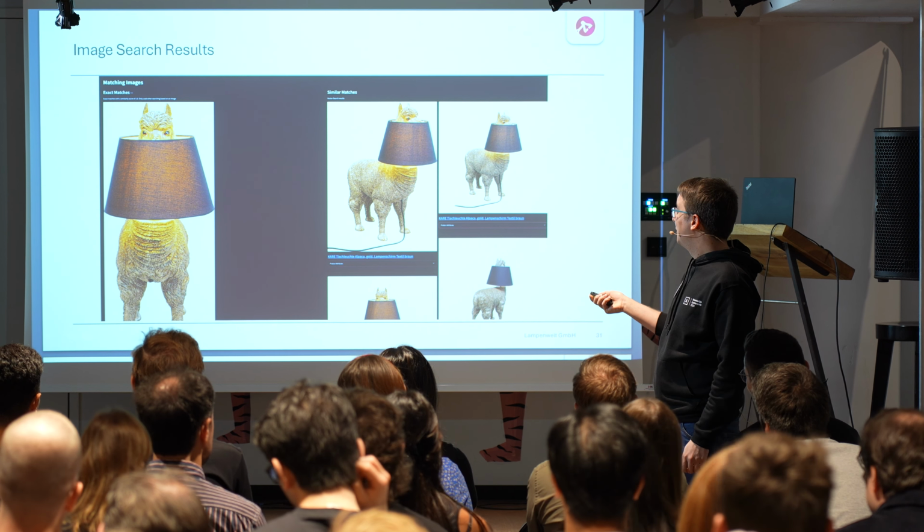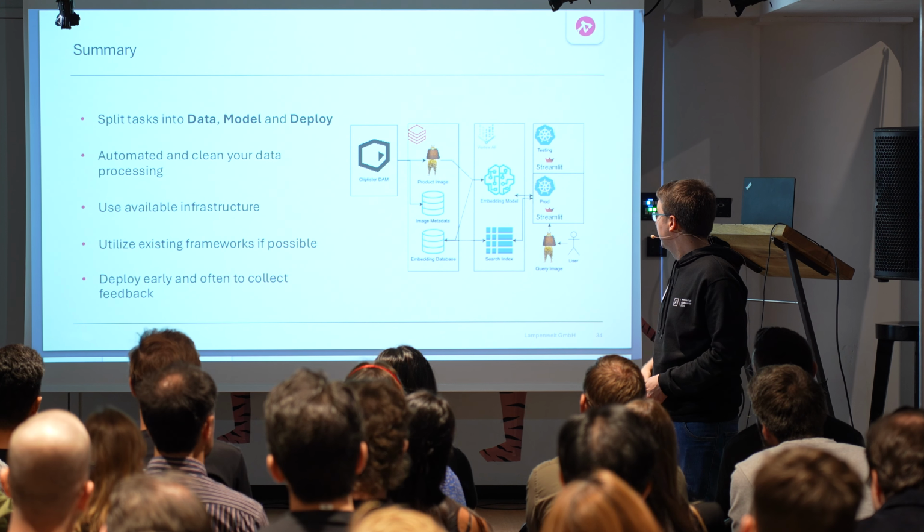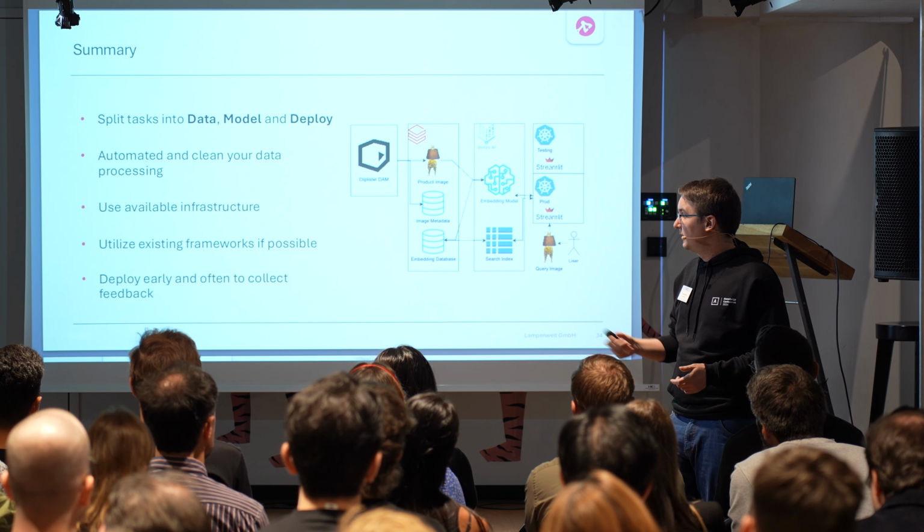But you can also do the same with text search. In this case, I'm searching for a black desk lamp, and as you can see, you get multiple different desk lamps. So finally, this is our framework.